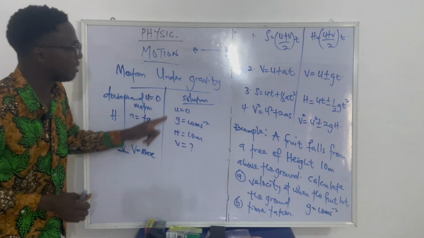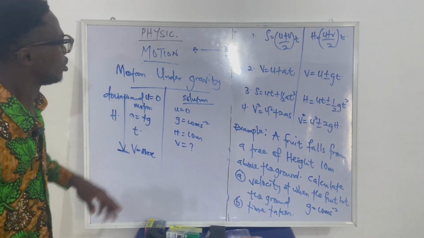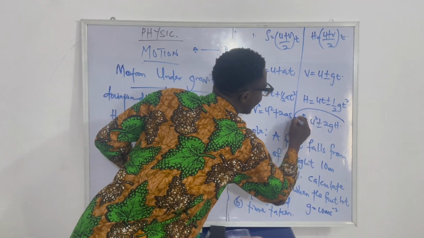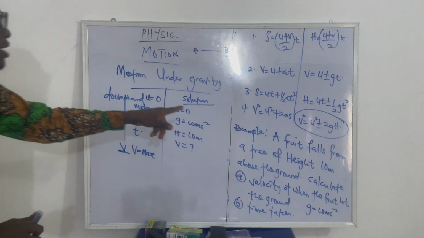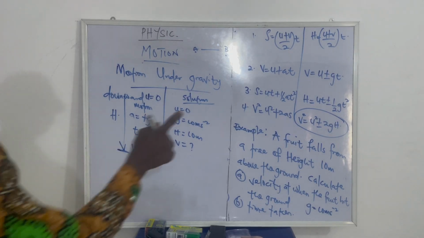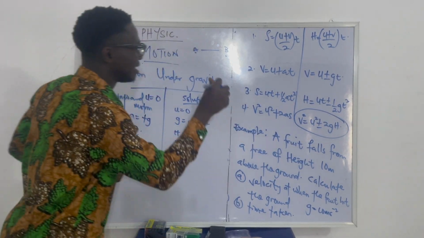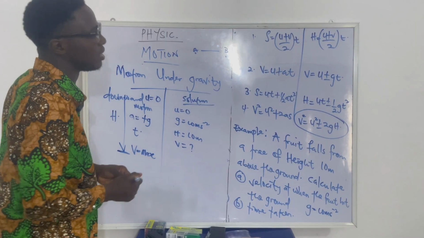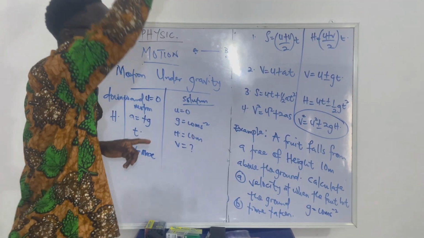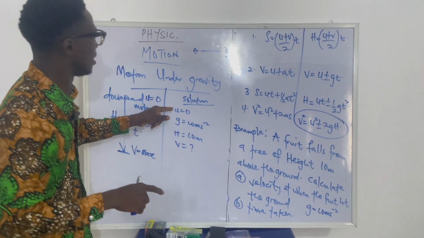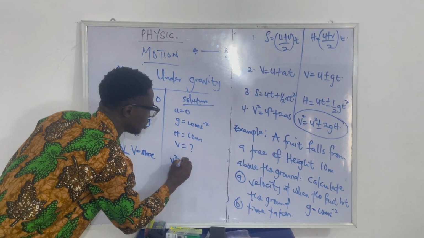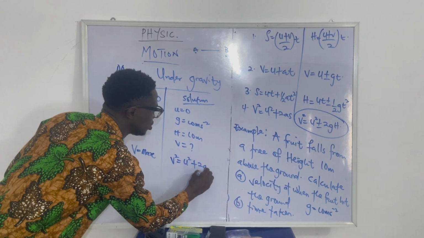Now, we see the parameters u, g, h, v. So let's check the equation. Where do we have u, g, h, v? It has to be this last equation, v square equals u square plus or minus 2gh. That is exactly what we are going to use. In this case, we are not going to use minus because it's not an upward motion, but we are simply going to use positive g because it's a downward motion. So v square equals u square plus 2gh.